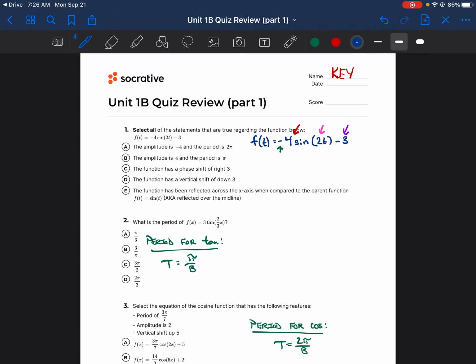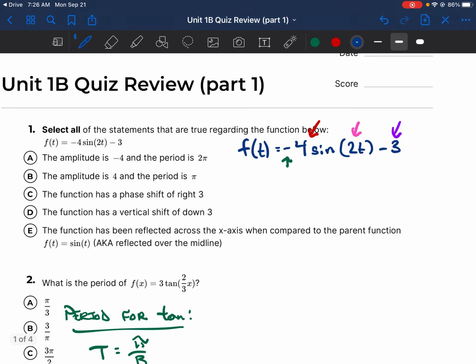So here in problem number 1, we want to select all the statements that are true regarding the function f of t equals -4 sine of 2t minus 3. So to begin with, let's look at all the different things that are happening to this function from the parent function f of t equals sine of t.